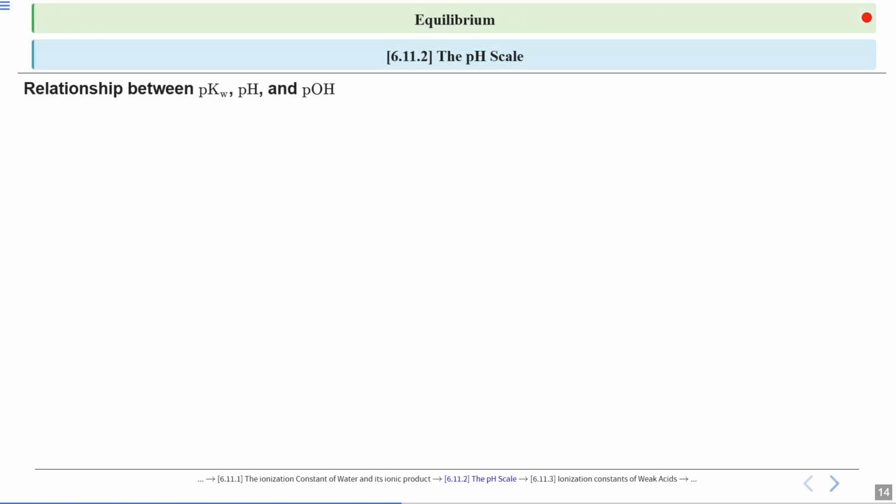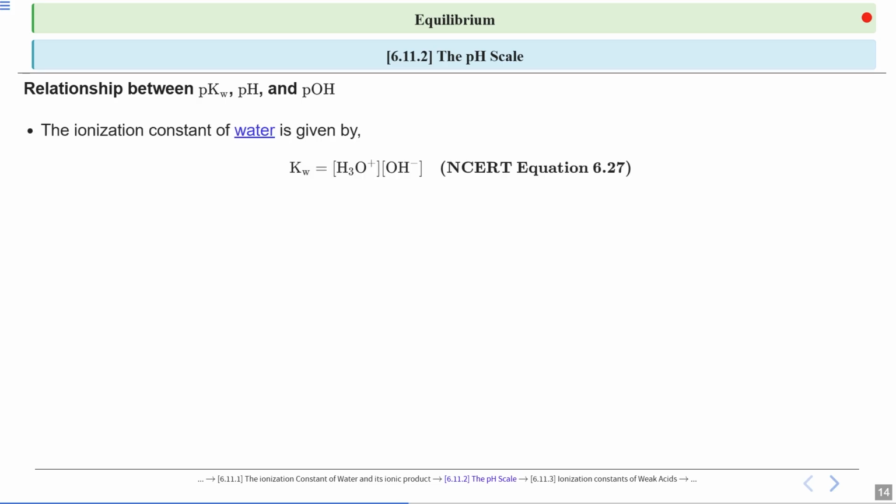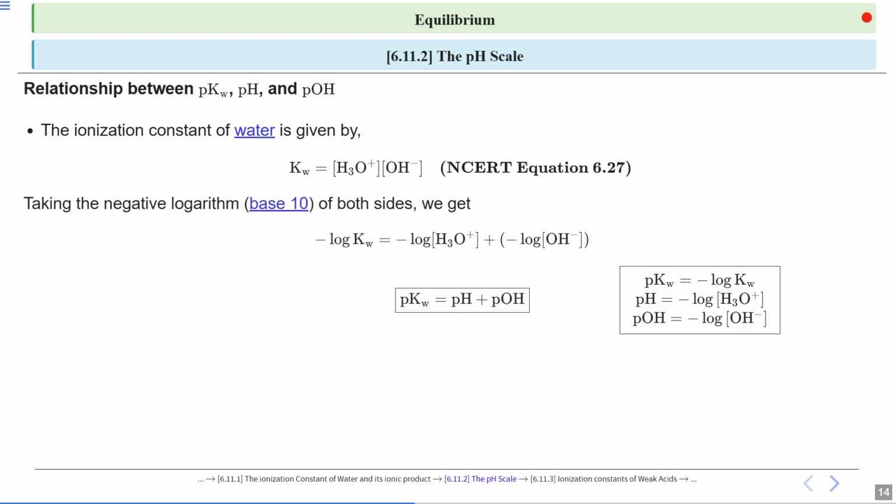Now moving on to the next thing, which is the relationship between Kw, pH and pOH. We know it very well that Kw is equal to the H3O plus concentration times the OH minus concentration. We have already derived it for water. What can we say further?